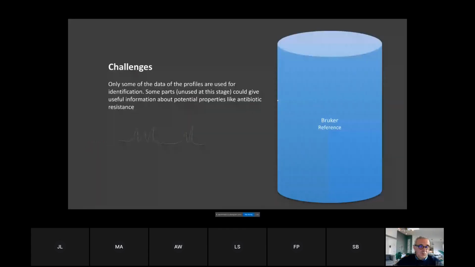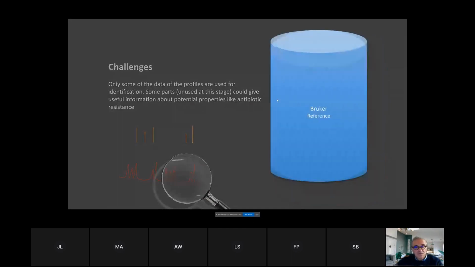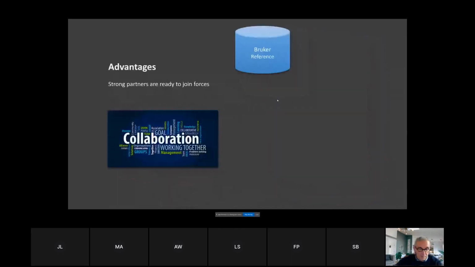So also the profiles are kept as such, but they are pre-analyzed or pre-processed, and the peaks are found, and these are the peaks that are really used for the identification. This is nice, but those profiles contain more information than peaks that are there just for the identification. Potentially, we could even use it for antibiotic resistance potential and things like that.